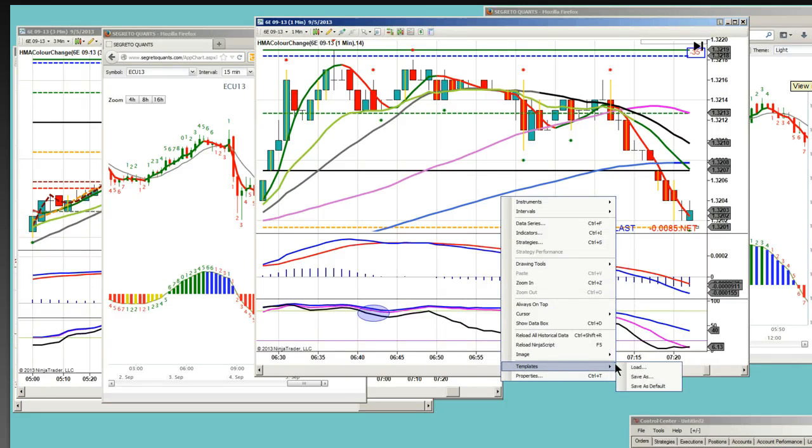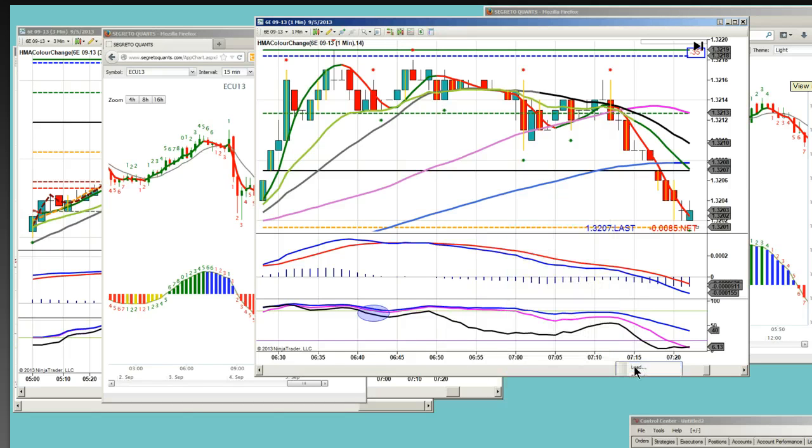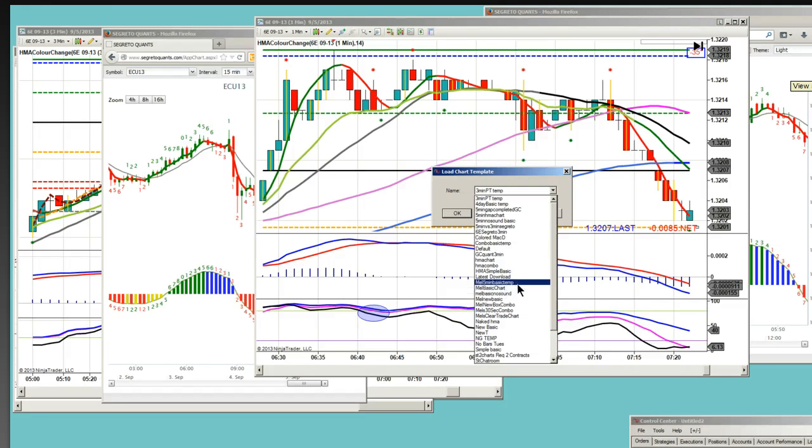Let me do this. I'm just going to load. If you ever want to just load a template, just right-click and go to Template and Load. And if you're just starting with us, I would start with the Mel Basic chart and then add the HMA color change per the instructions in your Getting Started videos and the Section 7. But you can also create different templates. Like I have all these simple basics and different things that I create for different things.